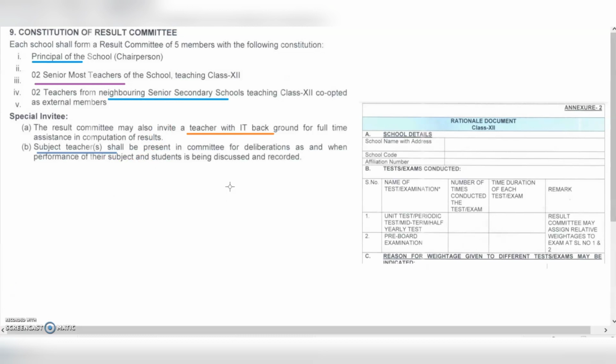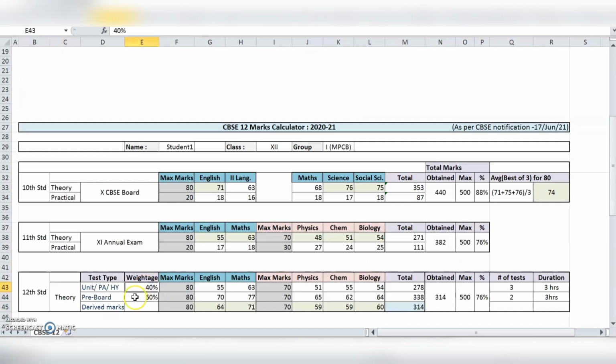The committee could decide on the weightage scheme, whether they would go for considering the unit test, periodic assessments, half-yearly and the pre-board examination, or a distribution of weights among them. With that, if the school decides to go for 40% to unit and half-yearly marks and 60% to pre-board, they have to clearly call out to CBSE in the notification how many such tests have been conducted in each category and what duration they constitute.